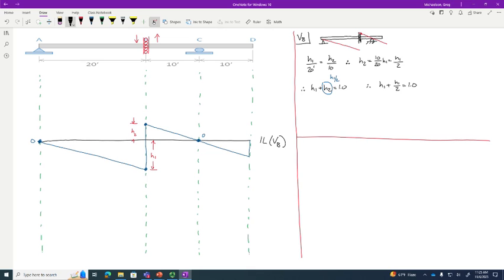So what is 1 plus a half? What's that? 1.5 or 3 halves. So therefore, H1 is 2/3. And H2 is going to be 1/3.